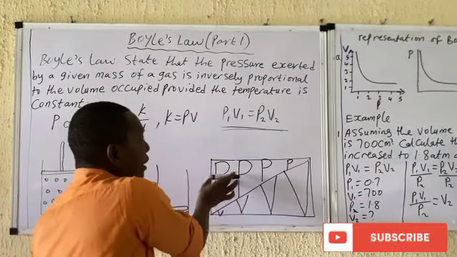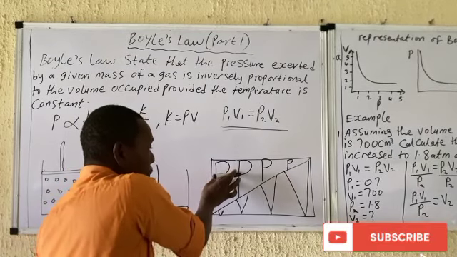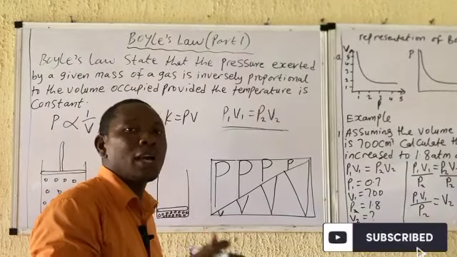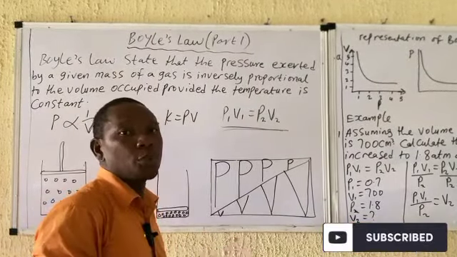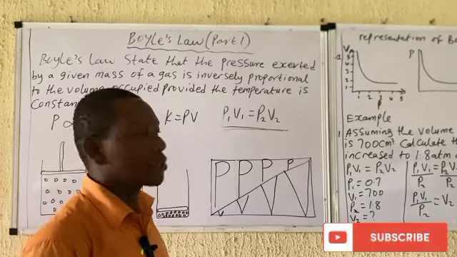Or when you have a great, or high amount of pressure, the volume is small, under the condition that the temperature and the mass are constant. Now let's take a look at the graphical representation of this.